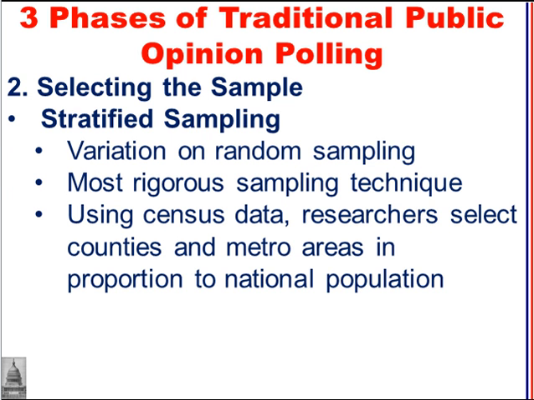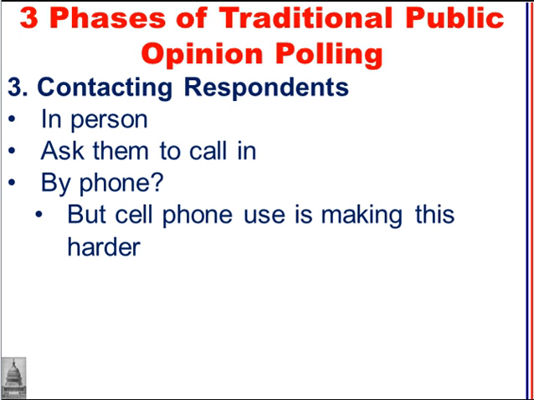And the third phase of traditional public opinion polling is the contacting of respondents. How are they contacted? In person? Are they asked as they walk down the hallway in a mall? It turns out that asking people questions in person, face-to-face, can influence the way that they answer the question as well. Asking them to call in, doing it by phone. Before cell phones came into existence, doing it by phone was fairly easy. Something like 95% of American households had a landline, but now cell phone use makes that harder because it's more difficult to know what people's cell phone numbers are rather than just looking in the phone book.